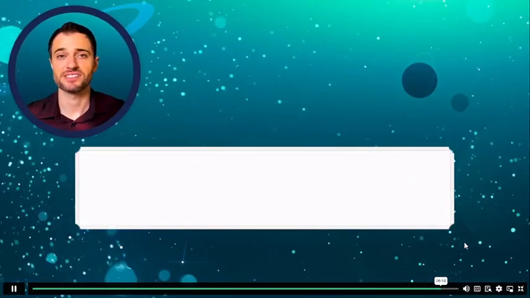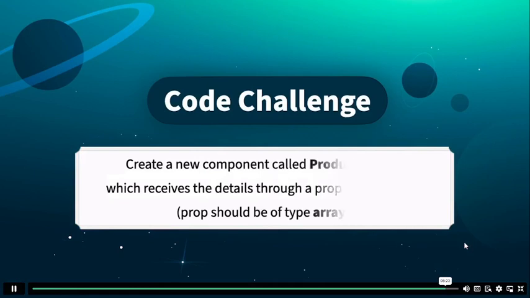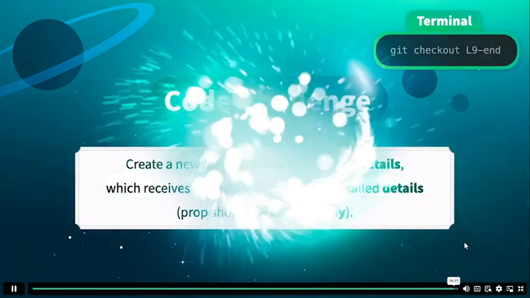And with that, that brings us to the end of the lesson and to our coding challenge. Create a new component called product details, which receives the details through a prop called details. You can check out the ending code at L9-end.